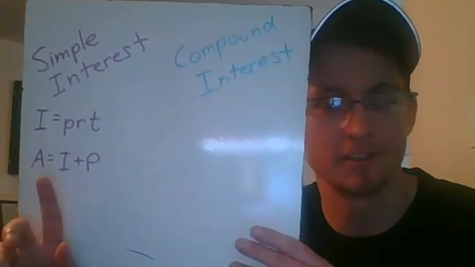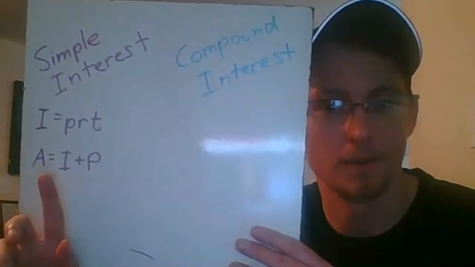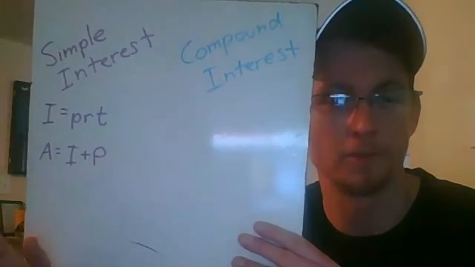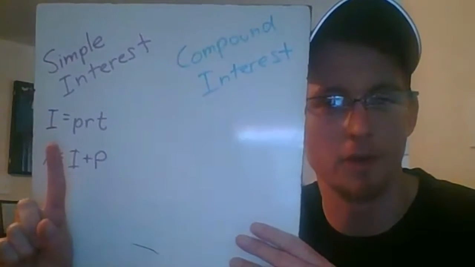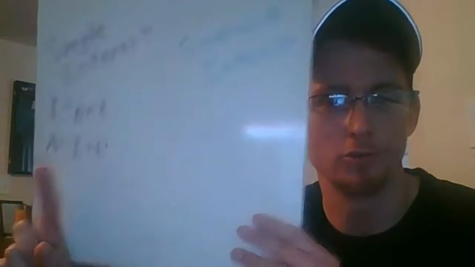Do you remember what A stands for? Yes, account balance or total amount. And that's when you combine the money you started with and the money you added to create that new total.